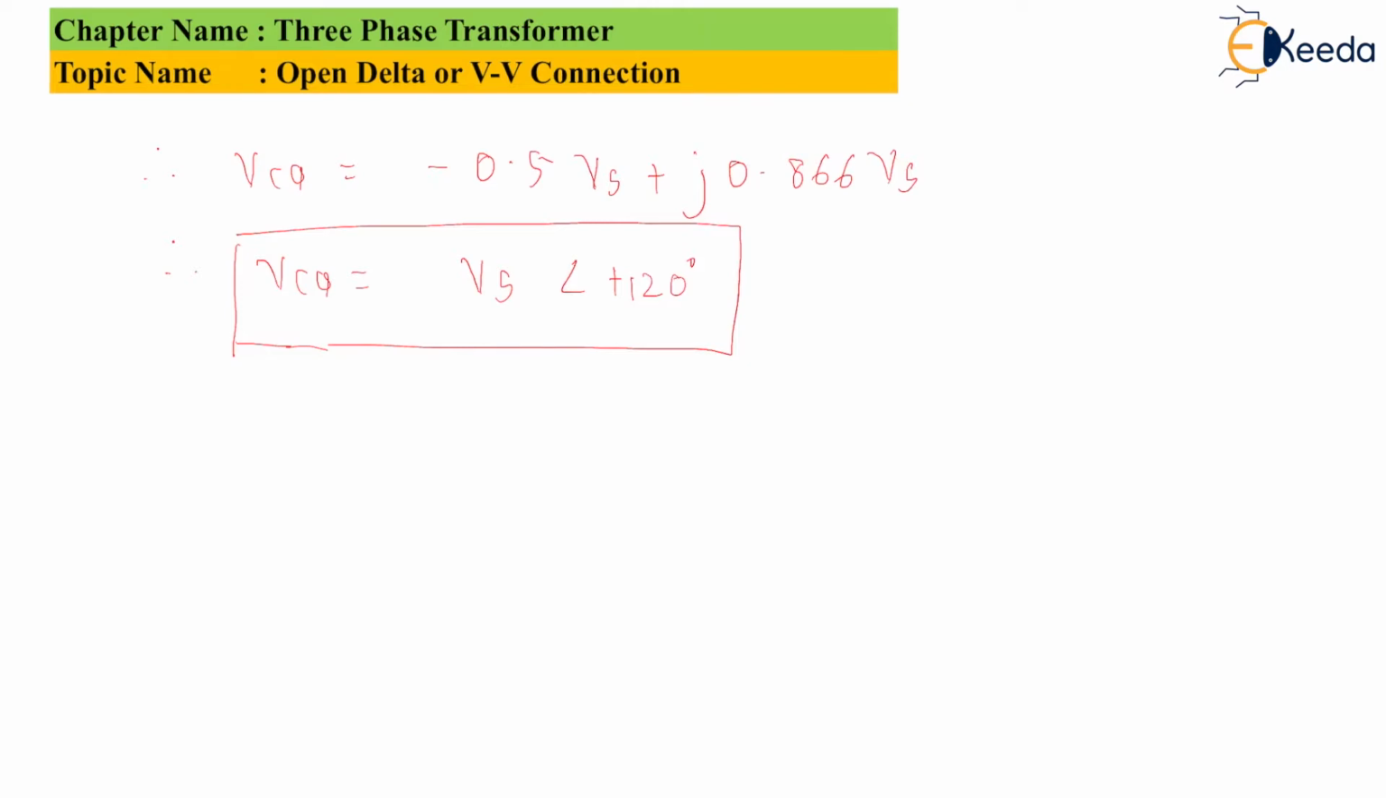Now it can be seen that vca is equal to the magnitude of the secondary voltage of the transformer, and also it is 120 degrees apart in time from both of the other voltages. Therefore, the balanced three-phase line voltage applied to the VV primaries will produce the balanced three-phase voltage on the secondary side of the transformer if we are ignoring the leakage impedances.